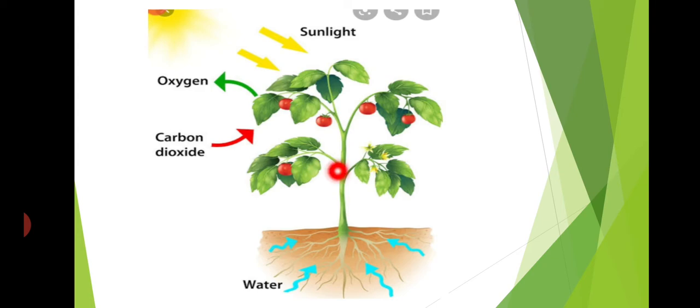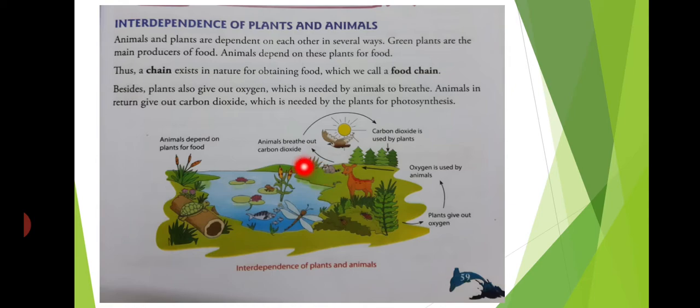Here you can see the picture of a plant doing the process of photosynthesis in the presence of oxygen, carbon dioxide and sunlight and water. Now moving on to the next topic, children, we are going to learn about interdependence of plants and animals.